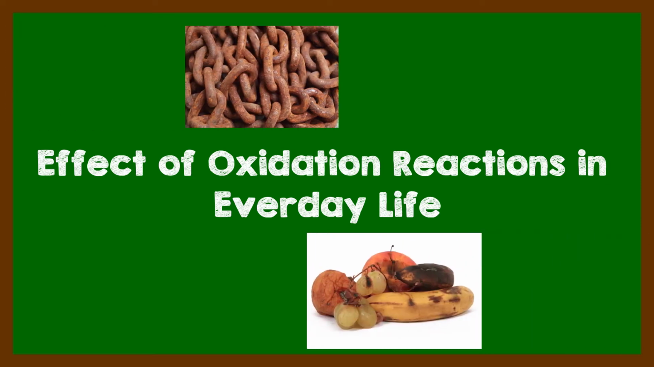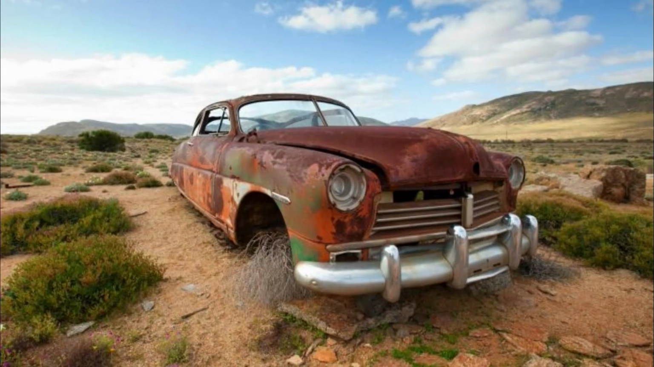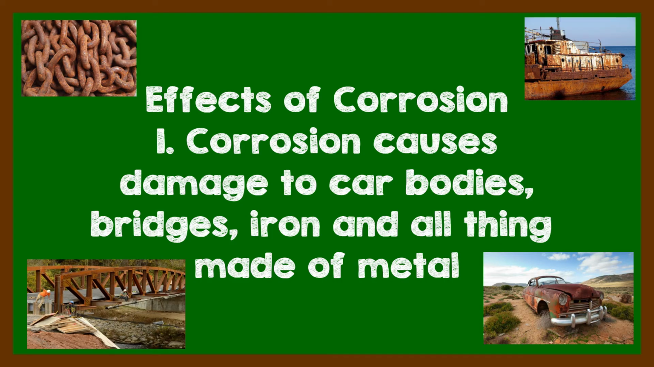Reactions in everyday life. Corrosion: damaging effect on metals by humidity, chemicals, air, etc. The corrosion of iron is called rusting. Photo in the next slide. Effects of corrosion: 1. Corrosion causes damage to car bodies, bridges, iron and all things made of metal.